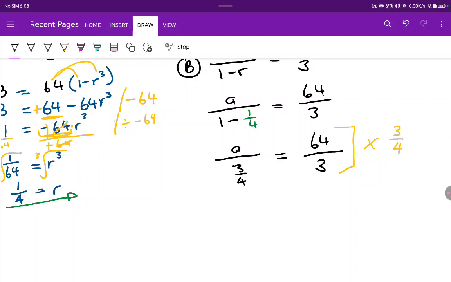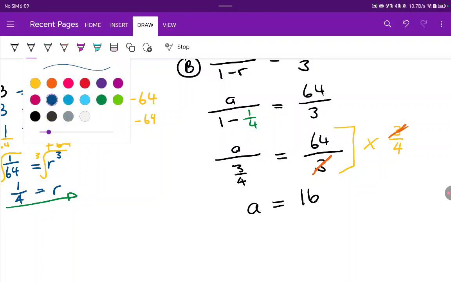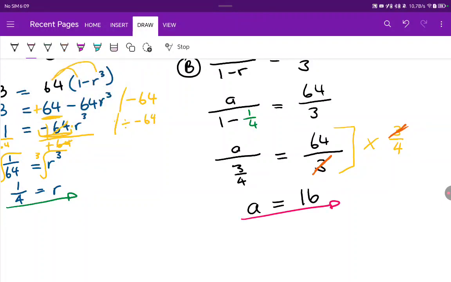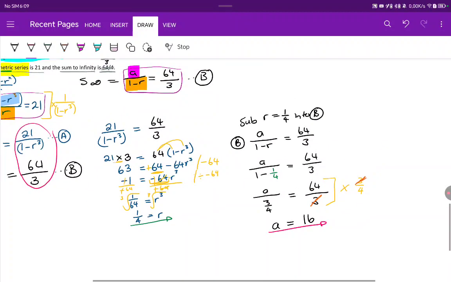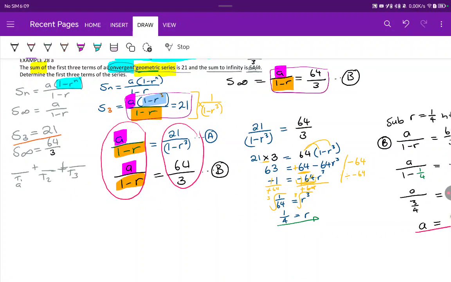So then we're going to get a is equal to 64/3 times 3 over 4. But I just want to point out on the screen, you can cancel the 3 with the 3, numerator and denominator. So you got 64 divided by 4, which gives us 16. In other words, our answer is a equals 16. We've got our a, we've got our r. Let's now try to solve what they're asking us. Term 1, a, is 16.